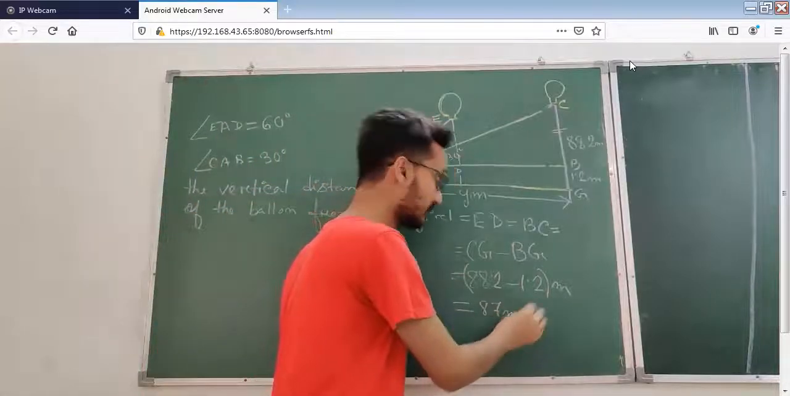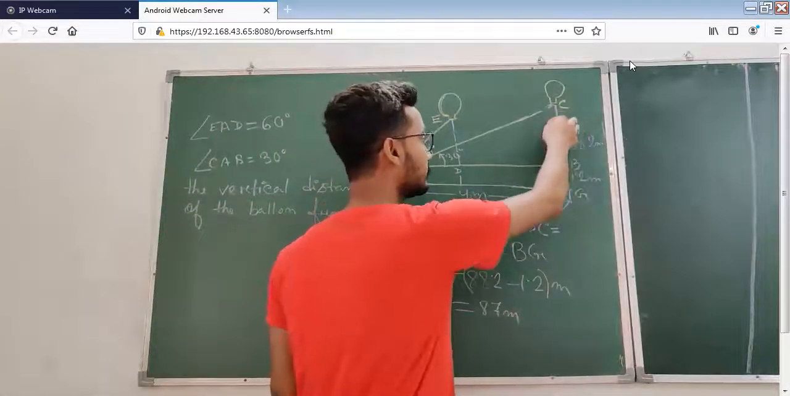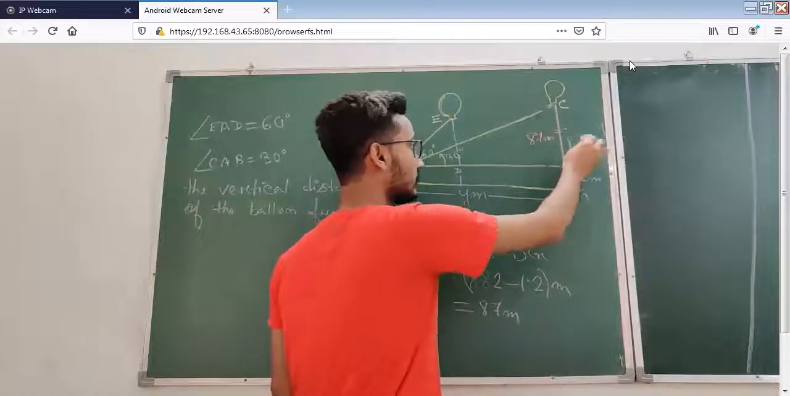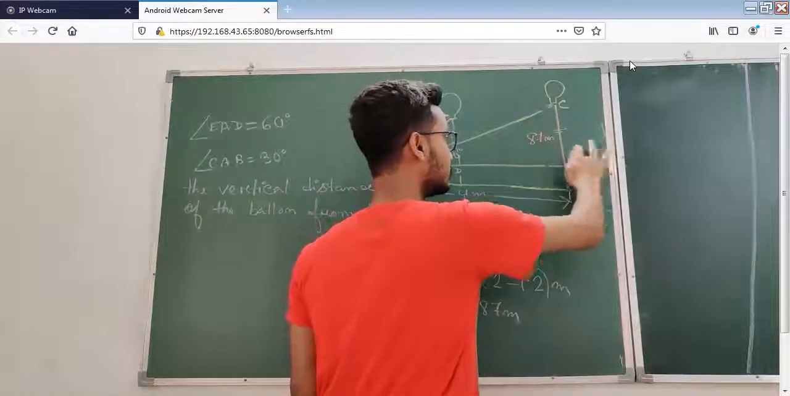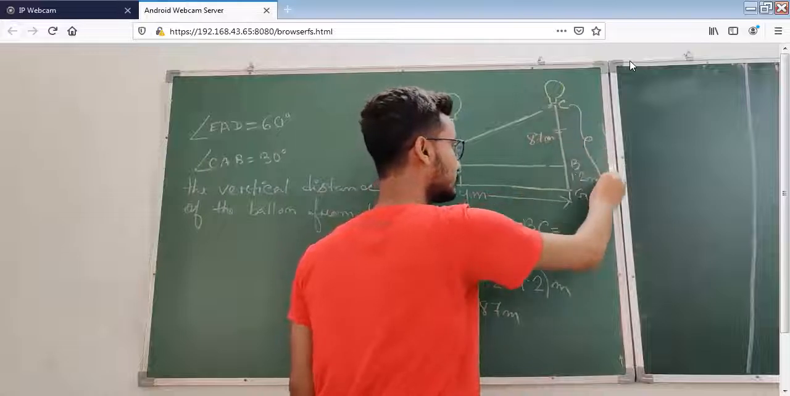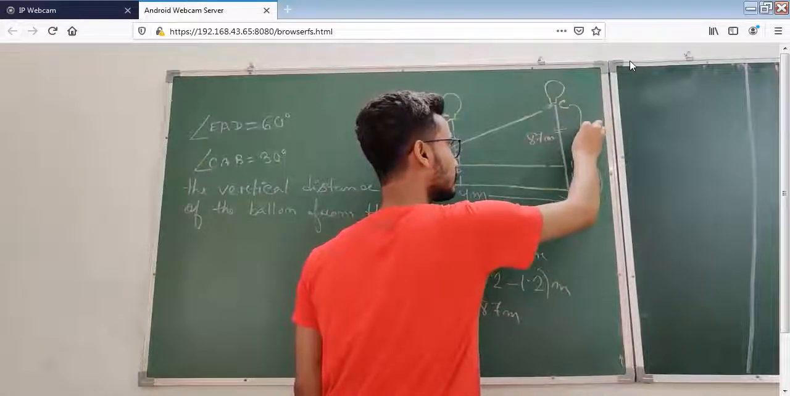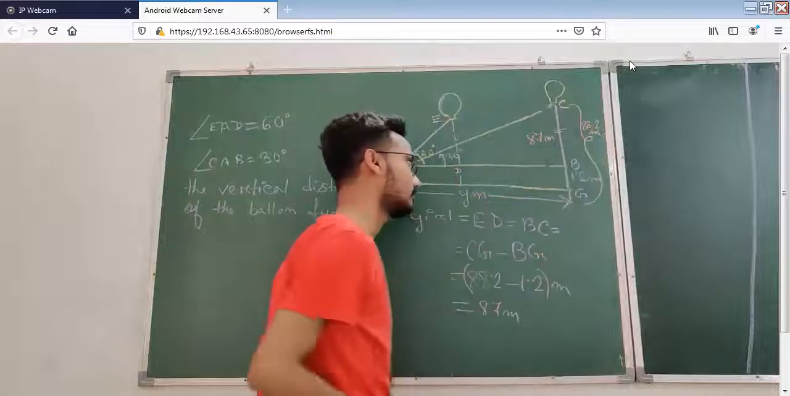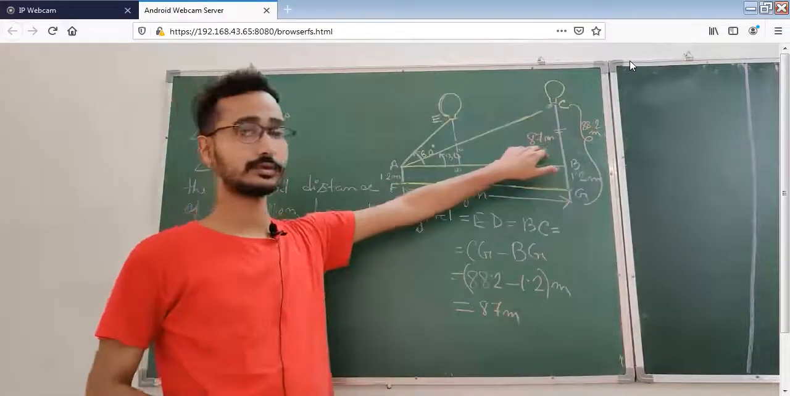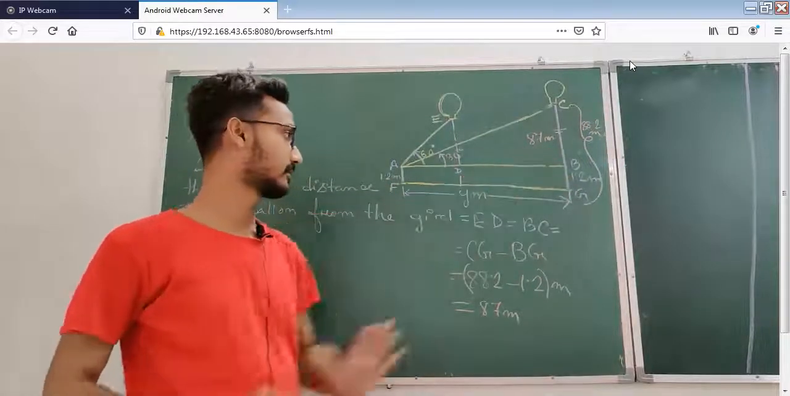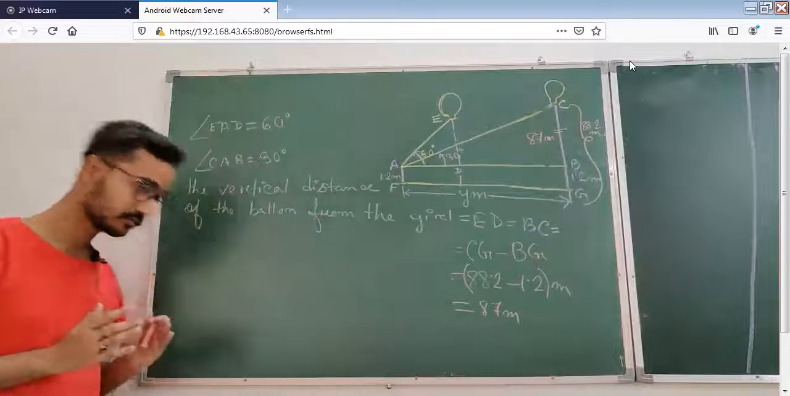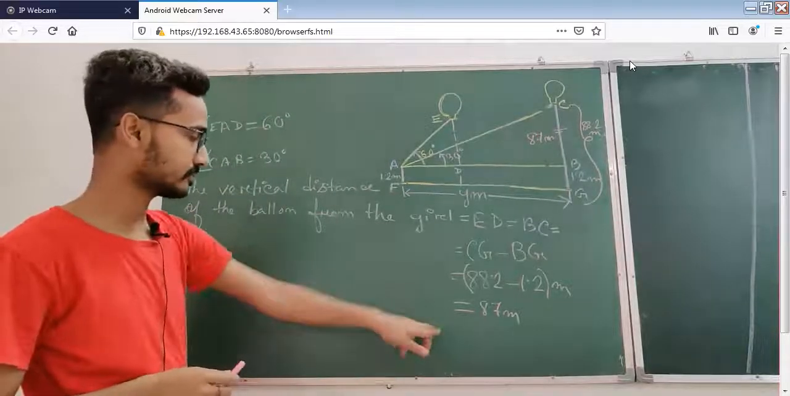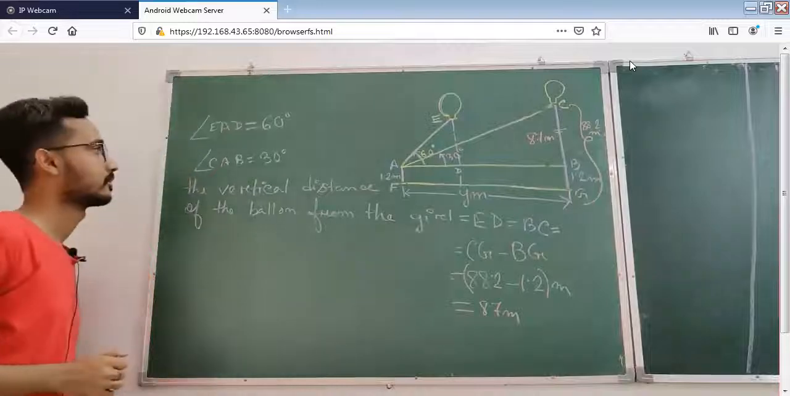87 meter. That means your BC is 87 meter. The whole CG is 88.2 meter, and BG we know is 1.2 meter. So BC will be 87 meter. Up to this clear? All of you? Write down up till now. Write down this one in your copy. Okay.